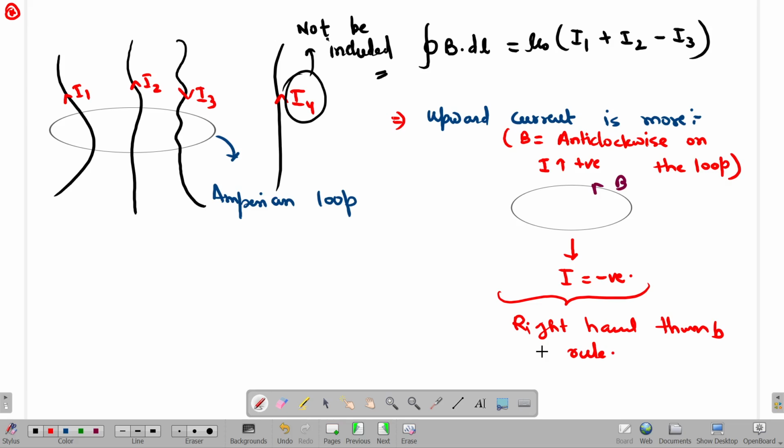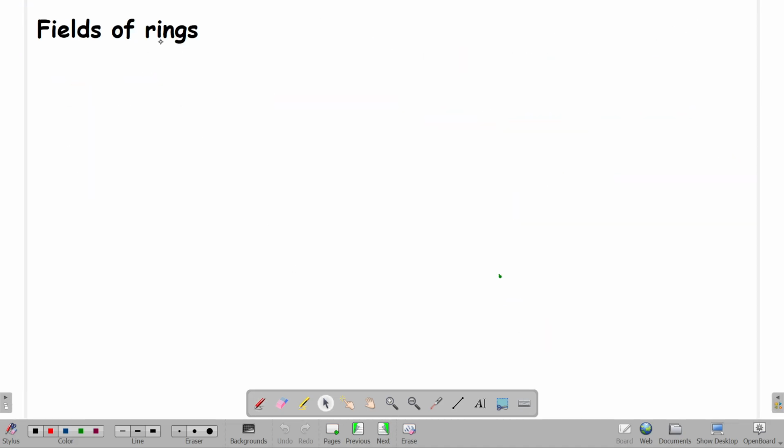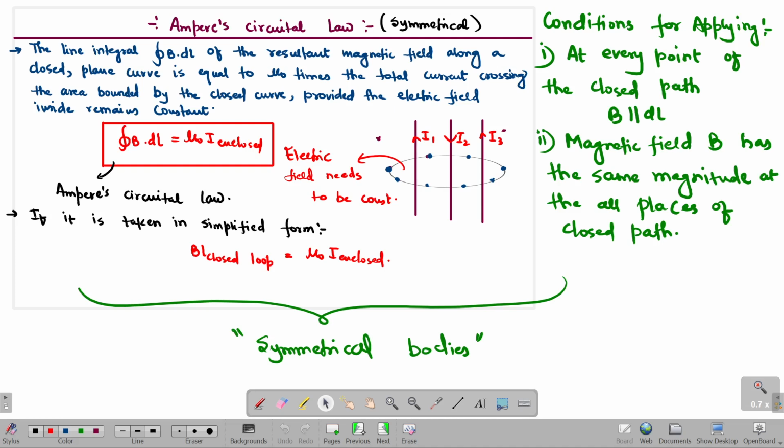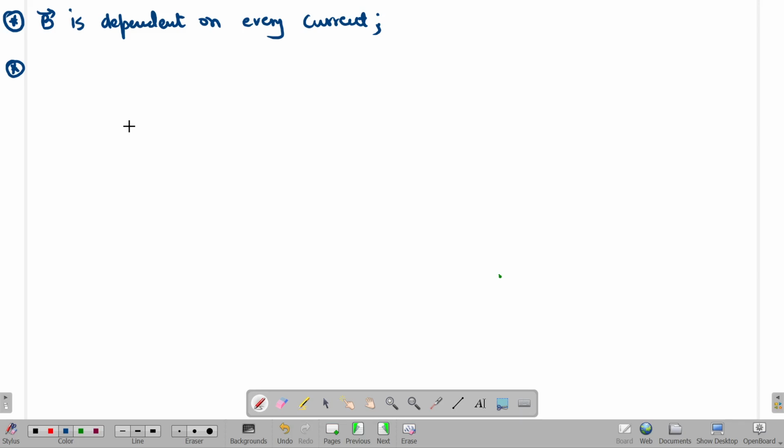Now look over here. As we got to know about so many points, the question arises that, sir, you described so many points, but you didn't talk that much about VDL. We know that VDL is dependent upon I enclosed. Second point, many people have confusion about how B depends. Remember that the B vector on that loop is dependent on every current, whether it is outside or inside. But Ampere's law is only defined for the loop case, for the defined loop.